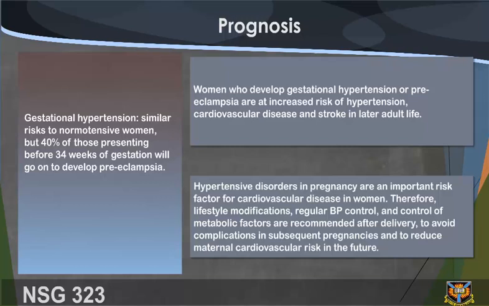Women who develop gestational hypertension or preeclampsia are at increased risk of hypertension, cardiovascular disease, and stroke in later adult life. Hypertensive disorders in pregnancy are an important risk factor for cardiovascular disease in women. Therefore, lifestyle modifications, regular BP control, and control of metabolic factors are recommended after delivery to avoid complications in subsequent pregnancies and to reduce maternal cardiovascular risk in the future.